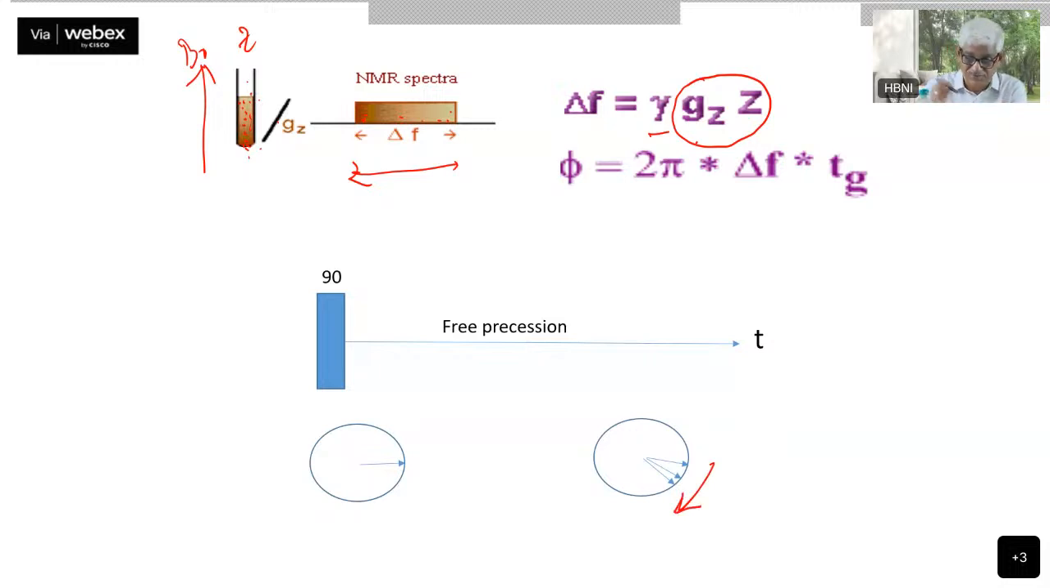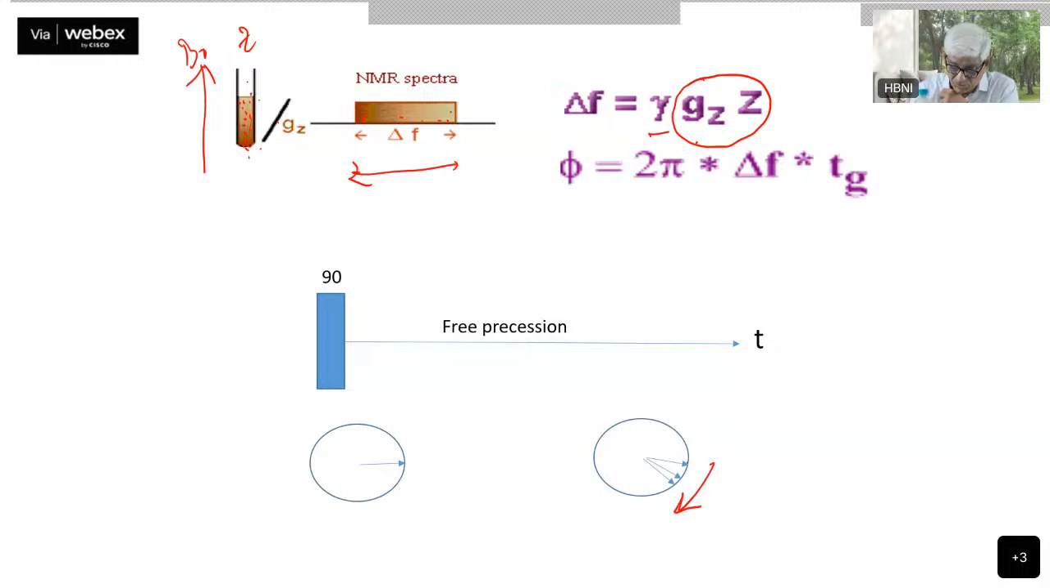And that is this delta F, because different portions of the sample give you different frequencies. Therefore, the precessional frequencies are different. So you will have these many different frequencies for the same water, for example, if you're looking at water or any other sample signal you might have. Okay. And when this happens, it will acquire a phase, right?